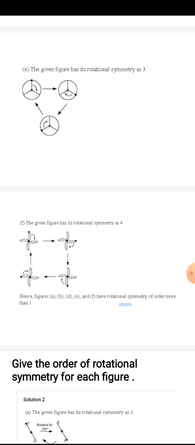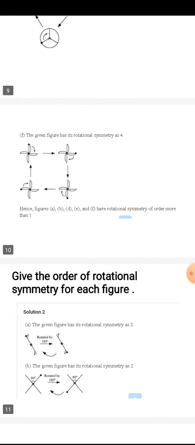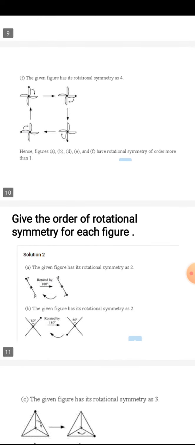So, what can we conclude from the given figures? A, B, D, E and F have rotational symmetry of order more than 1. Now, come to the next question here. Give the order of rotational symmetry for each figure. Now, look at the first question. The diagram is given.